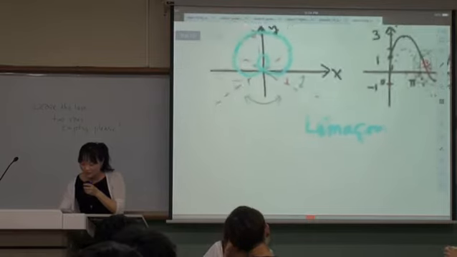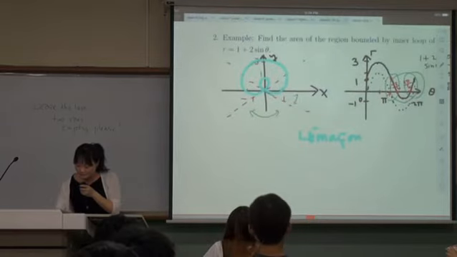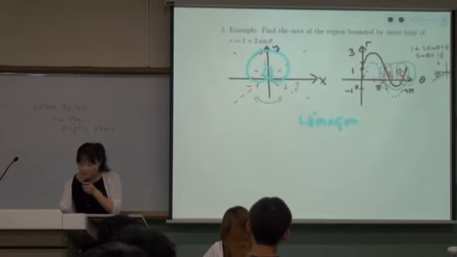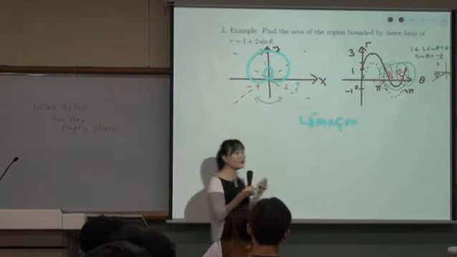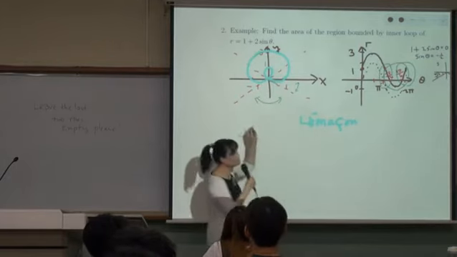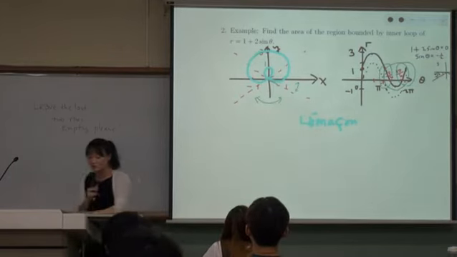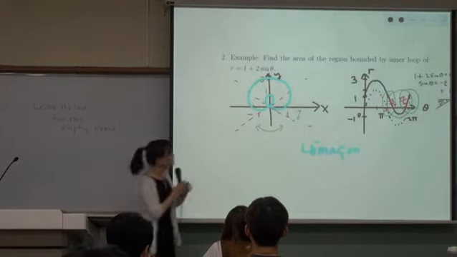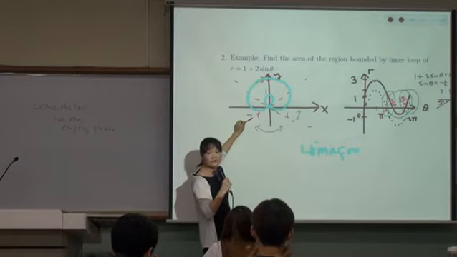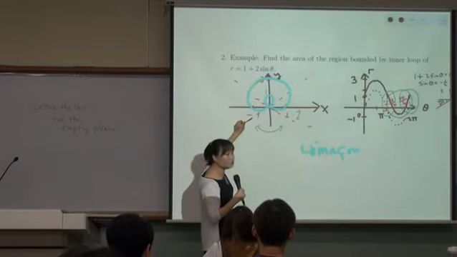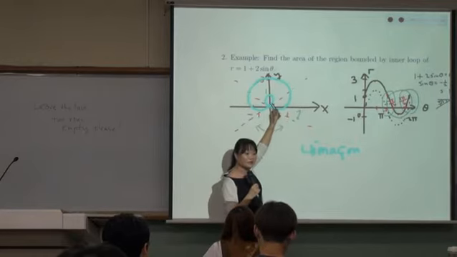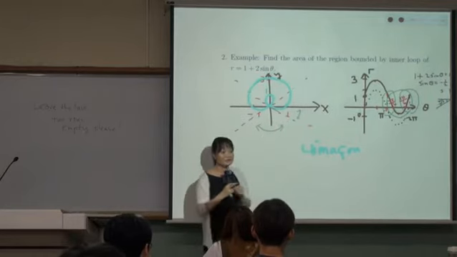Okay, so let's find the area. What we have to do is find the area. Area of which loop? Inner loop. Inner loop is from where to where? Which angle to which angle? 7 pi over 6 to 11 pi over 6. But R is negative.